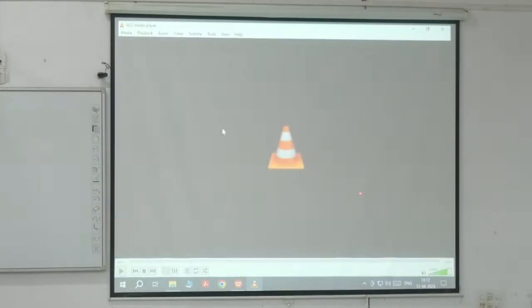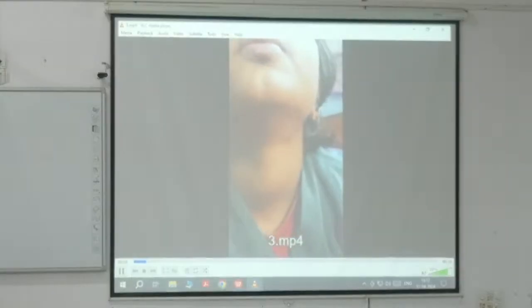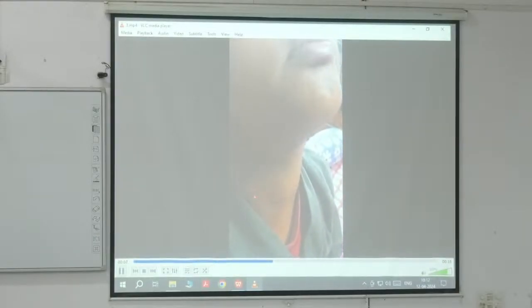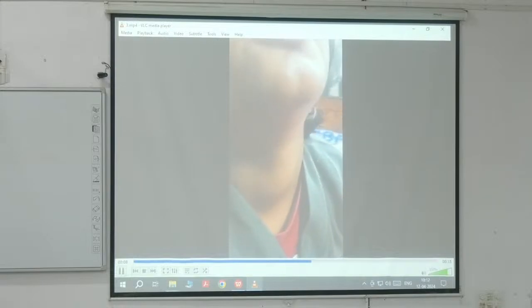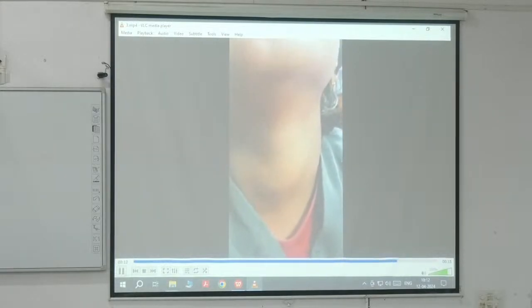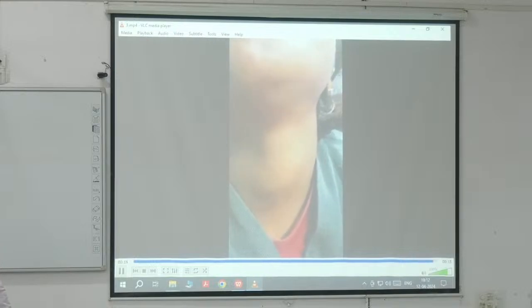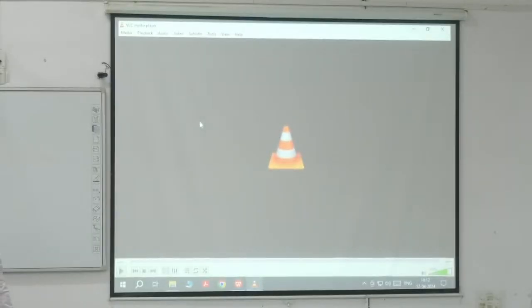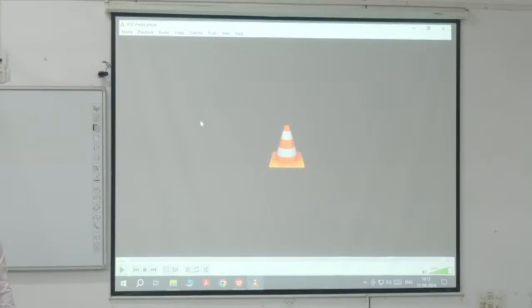So somebody is sitting in front of you, just simply look at the third one, it will be much more prominent. See, gradually look, it is moving with the swelling, with the deglutition. So when somebody is present in front of you, just by looking at it on the neck, you will be able to diagnose whether the patient is having an enlarged goiter.